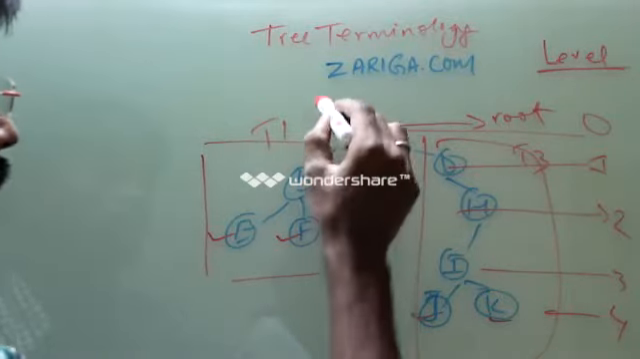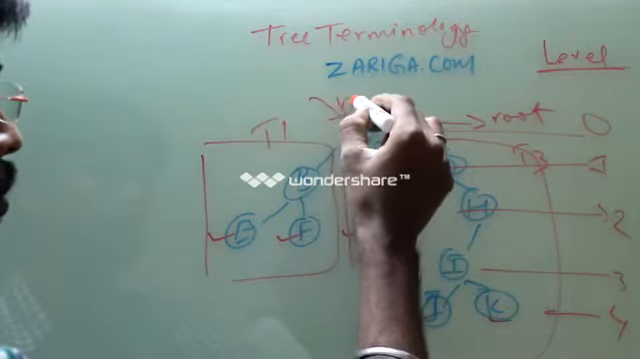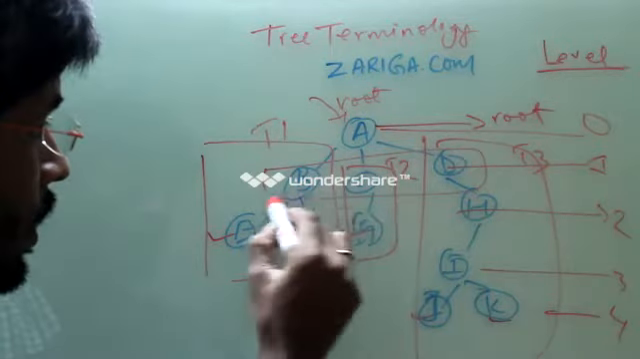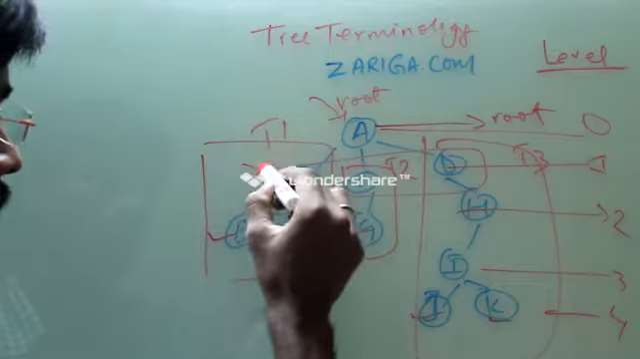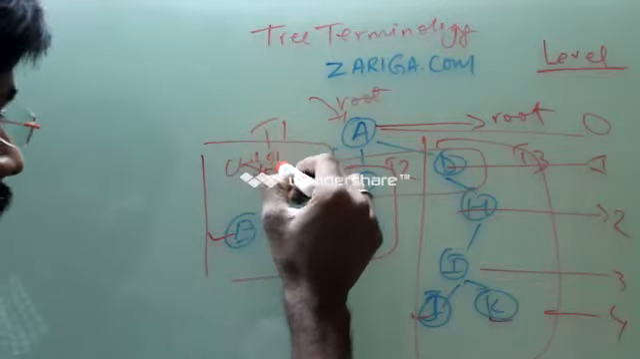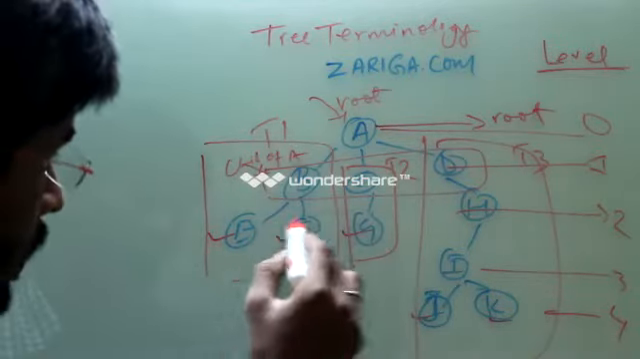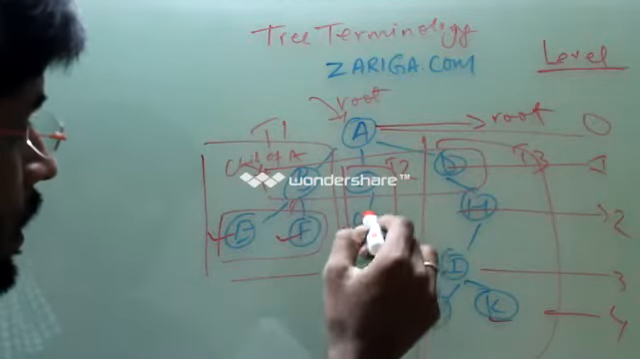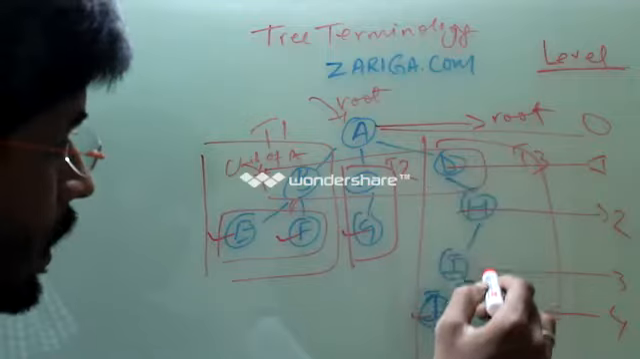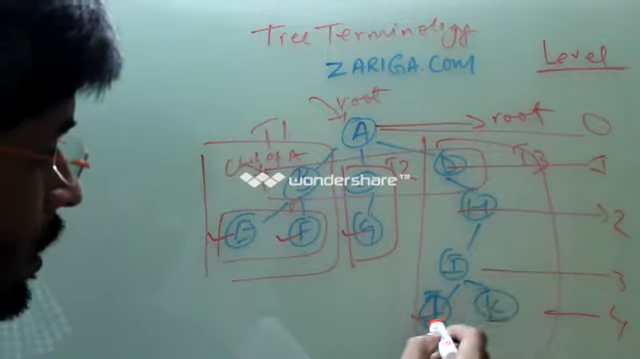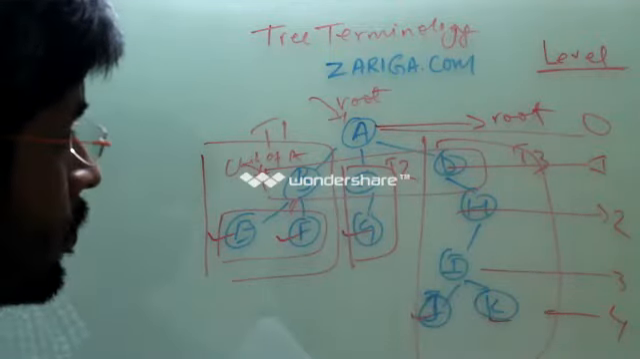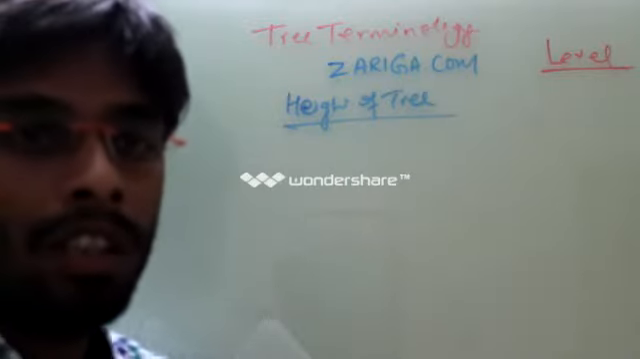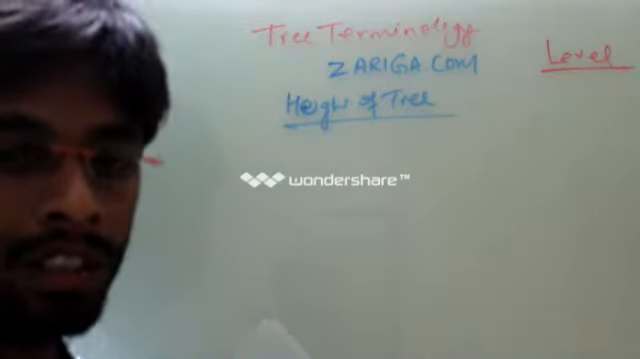Okay, so this is called the root. B, C and D are children of A. Similarly, E, F are children of B. G is child of C. H is child of D. I is child of H. J and K are children of I. Now determine what is the height of the tree and what is the degree of the tree.